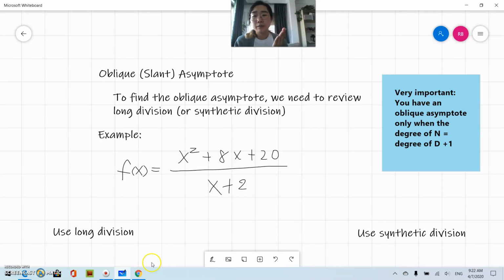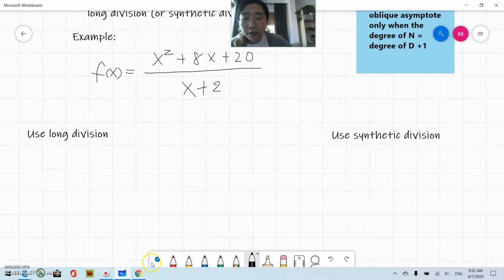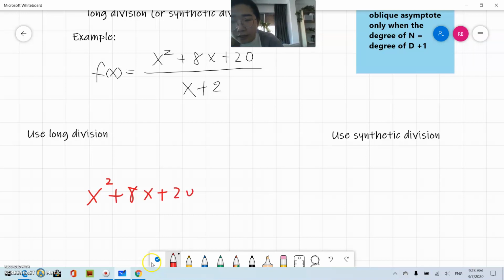If you remember from the polynomial chapter, there are 2 kinds of division. You could either use long division or you could use synthetic division. And I'm going to show you both because I know some of you will prefer one over the other. So let me try the long division first. The long division setup goes like this. x squared plus 8x plus 20 goes inside the division symbol, and then x plus 2 goes outside.